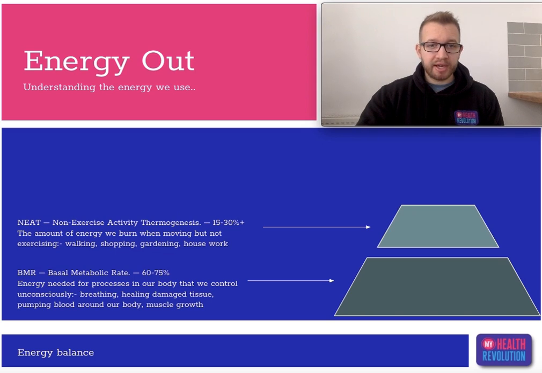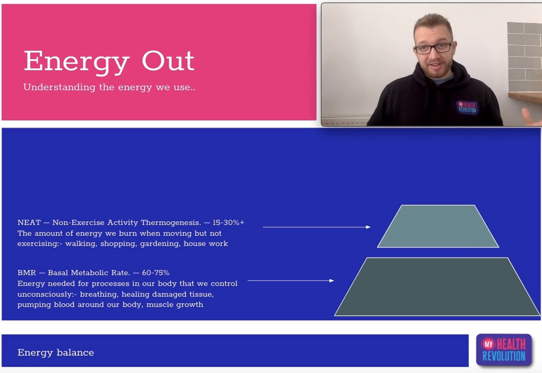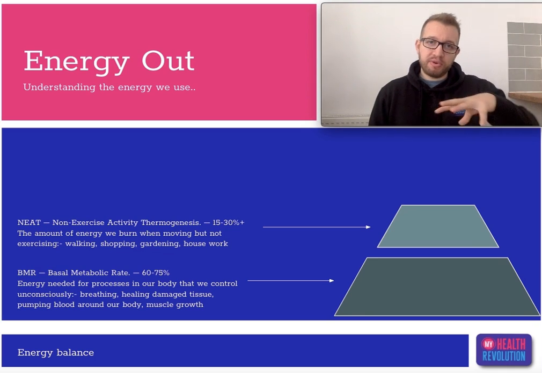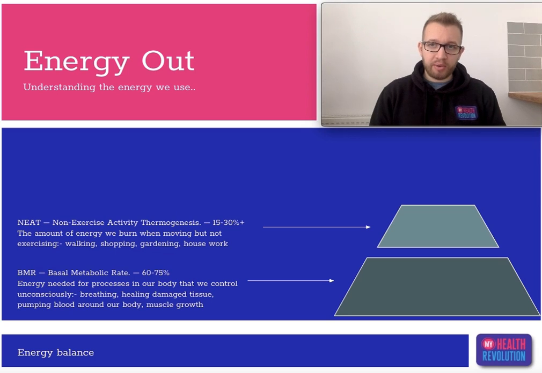Simple as that. Okay, so that could be walking, shopping, gardening, housework, bedroom stuff, whatever activity it is that is not purposeful exercise. So if you go to the gym, that's purposeful exercise, and that fits under a different part of your energy out equation. Now, we've put 15 to 30+% because this can vary so much depending on the person.